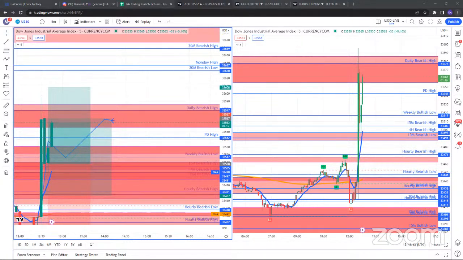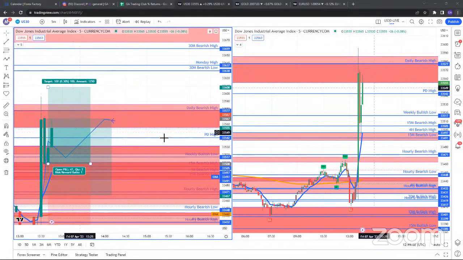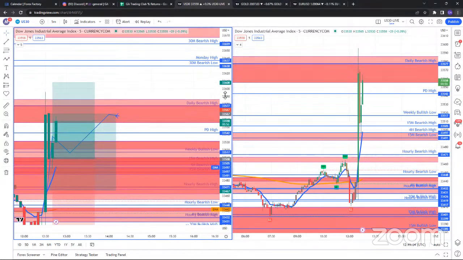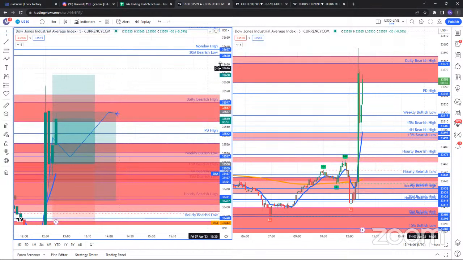But keep in mind the weekly bullish low hasn't been tested yet. But we do have the previous daily high that's holding price up also. The only issue is that we have this supply within a supply zone where price is currently, and above that we have the daily bearish high. But I'll just let my trade ride to full TP.